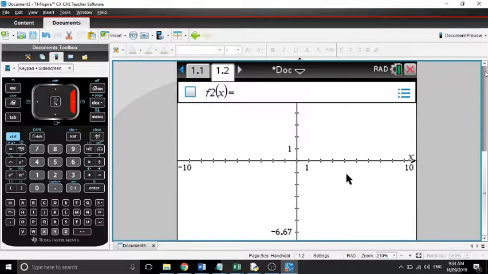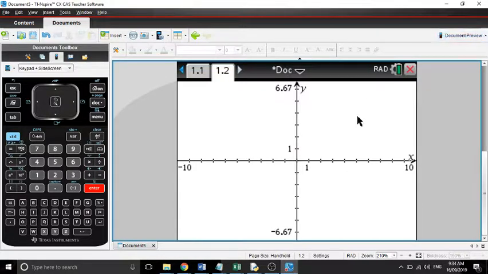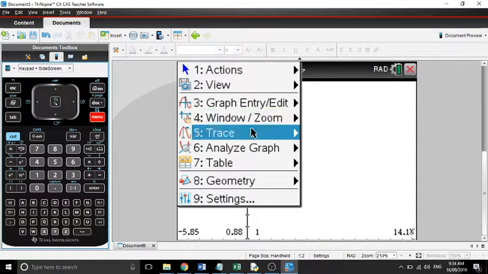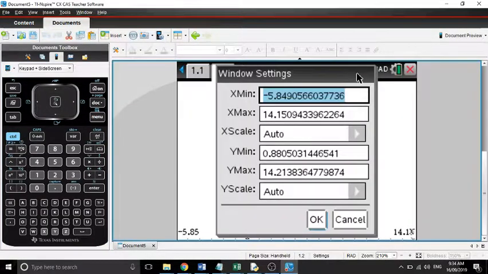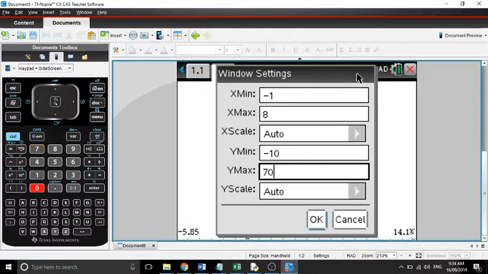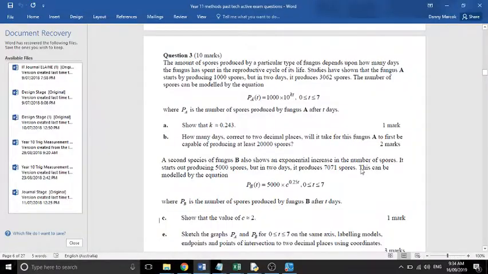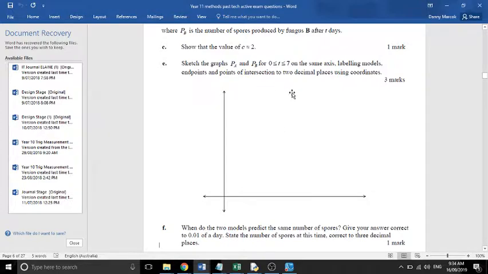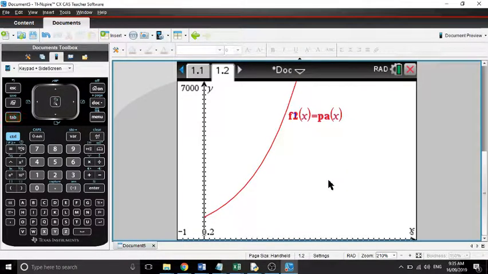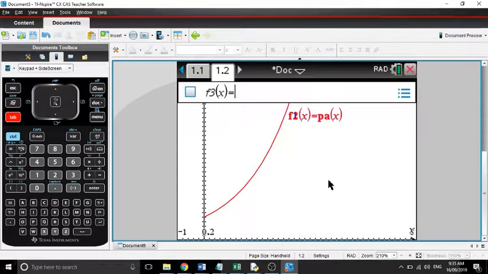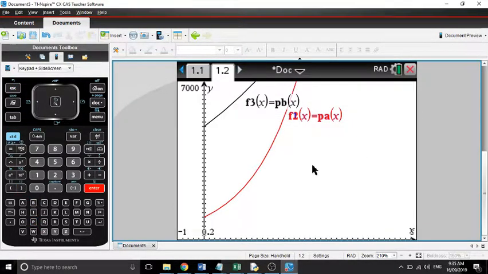So if I go to this, we're graphing PA of X, and we're going to say window settings. We're going from say -1 to 8, so we can see what's going on. We're going from -10, we'll go to 6,000, 7,000. So that's what's showing us there. And we'll do the second one, PB of X. Oh, that's what we've got going on there.